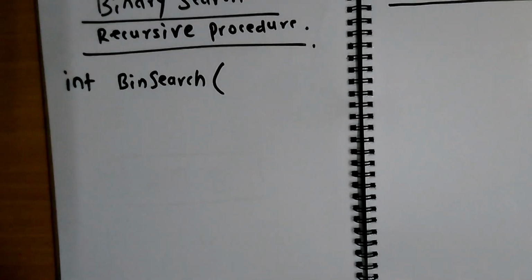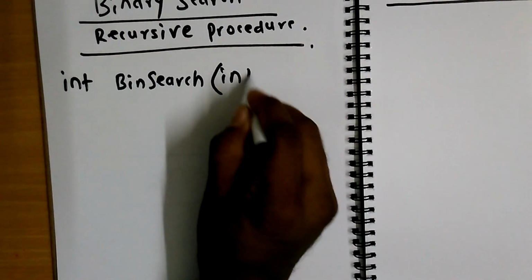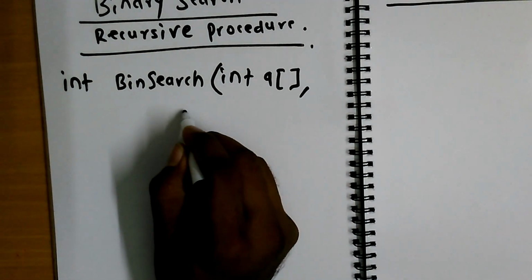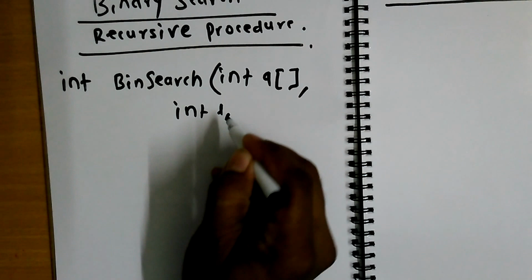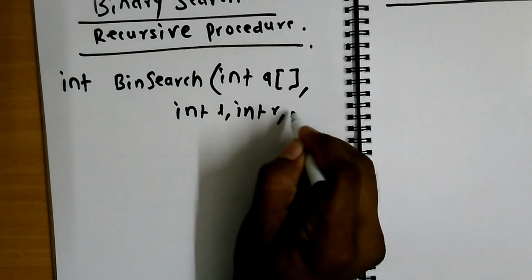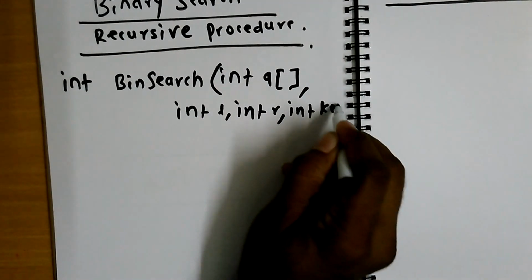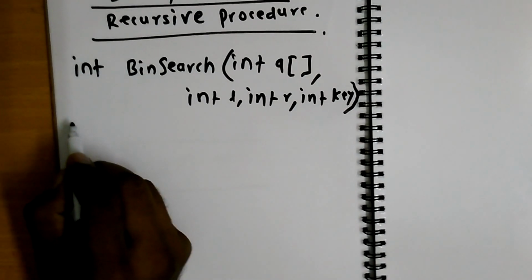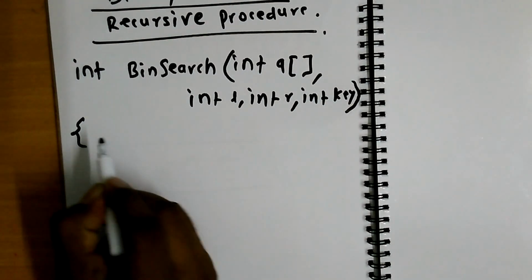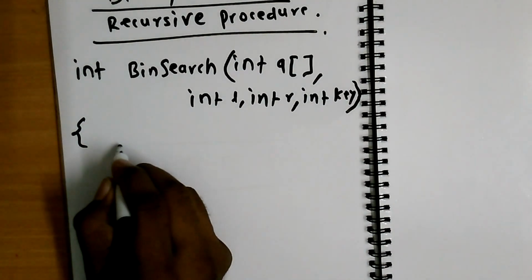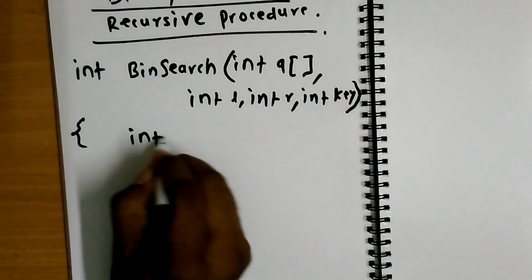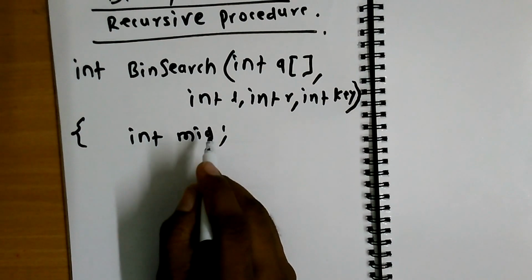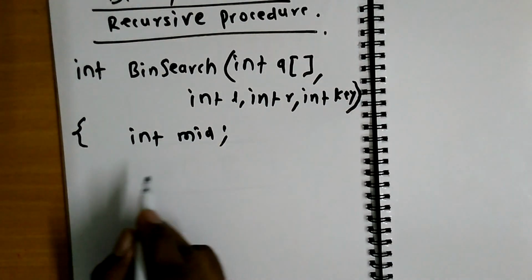So the prototype of binary search will look like this: array A, then the left index, the right index, and key, the number to be searched. Now let me take one variable, int mid, which I'll be using to store the mid position.